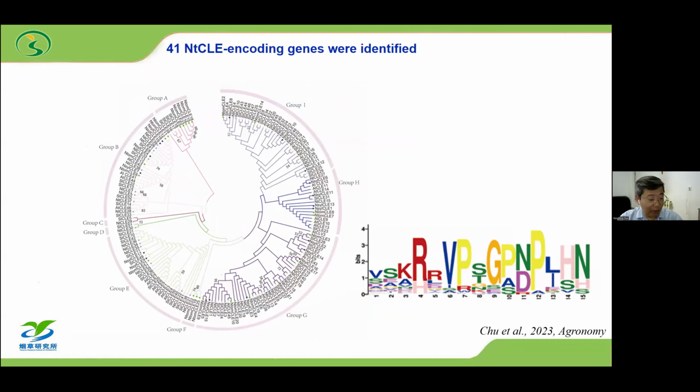So that's all I want to tell you about the CEP family. Now I switch to another family, which is called the CLE family. We found 41 CLE family members in the tobacco genome. This is the phylogenetic tree together with Arabidopsis, and I think this is tomato. So they group in different groups, and each group has a highly conserved amino acid sequence in the peptide region.